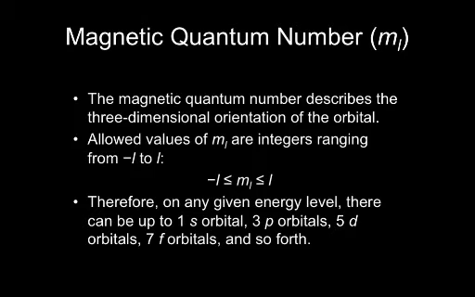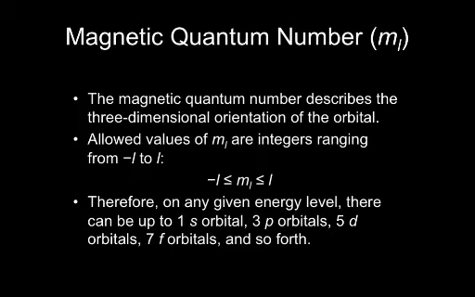The third quantum number that we can use is called the magnetic quantum number, and this is notated with m sub L. What this tells us is the three-dimensional orientation of the orbital. In the next set of notes, we're going to look more specifically at what these different shapes of the orbitals are. The values are integers ranging from negative L to positive L. On any given energy level, there can be up to 1 s orbital, 3 p orbitals, 5 d orbitals, 7 f orbitals, and so on.